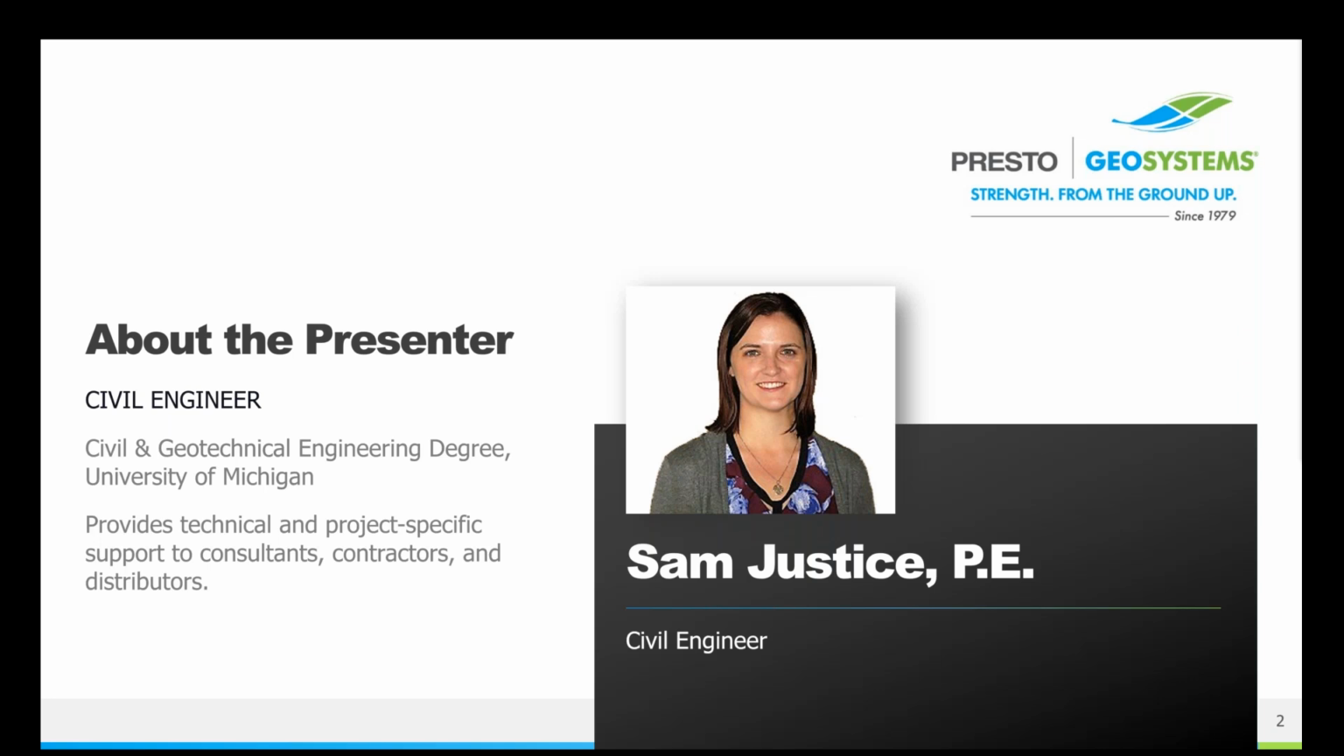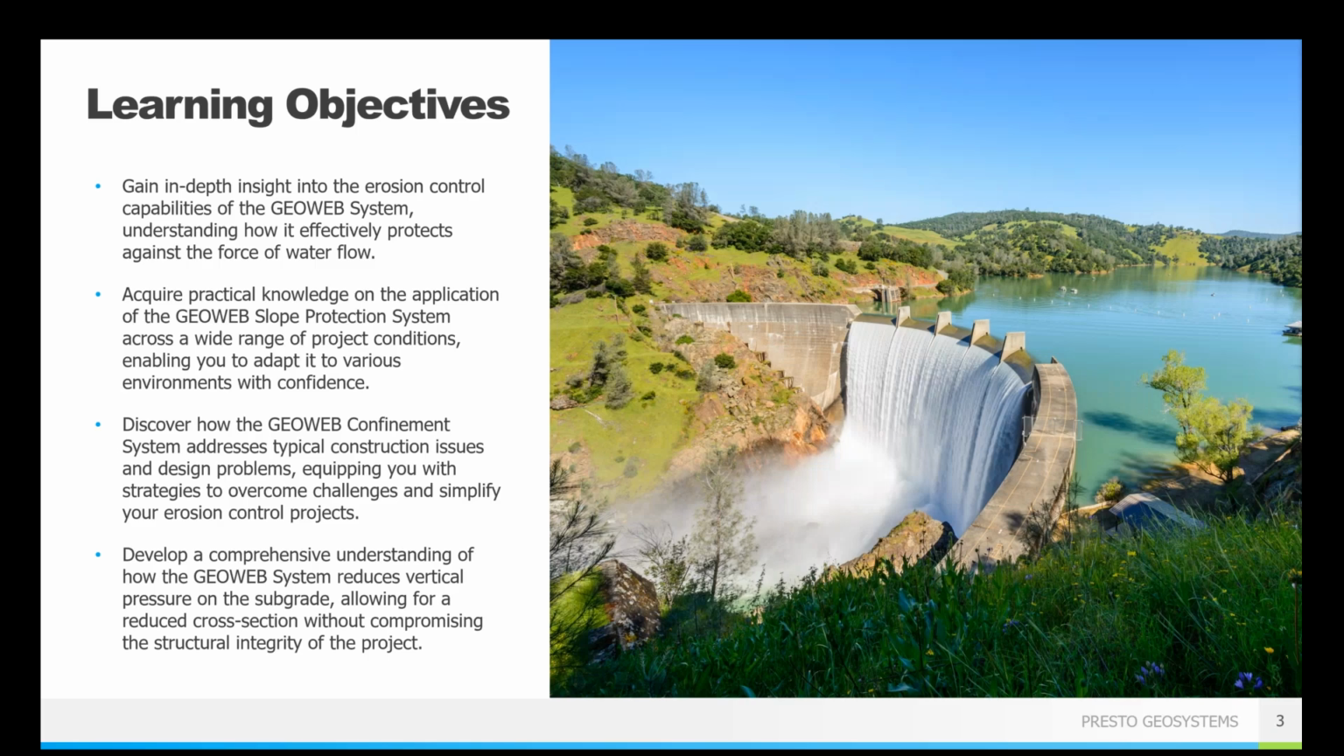So today we are going to cover a couple key benefits, including how the GeoWeb system can provide erosion protection, including how it can protect against material washout due to water flow in a variety of different project conditions, how the GeoCell technology can accommodate typical construction issues and design challenges, and then finally, how the GeoWeb system can potentially reduce the vertical pressure on your subgrade to allow for reduced cross-section thicknesses whilst not compromising the structural integrity of your project.